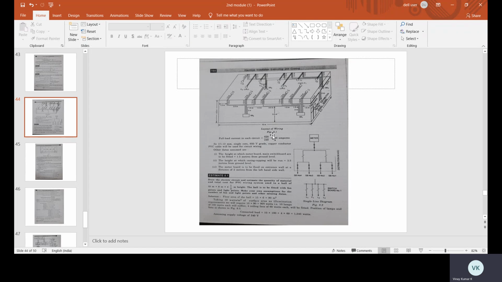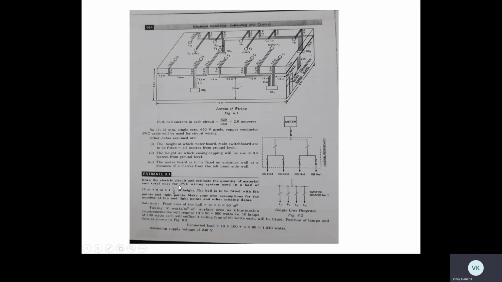Okay, now take the example of estimation. These problems may also come in your examinations. So draw the electric circuit and estimate the quantity of materials and total cost. A particular diagram is given. You have to draw the electrical circuit and estimate the quantity of material and total cost for PVC wiring system.